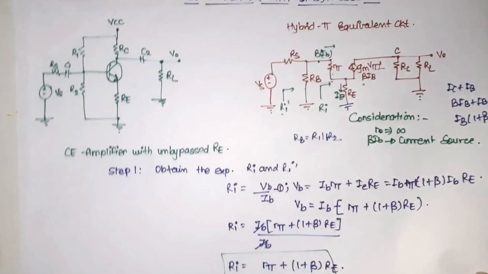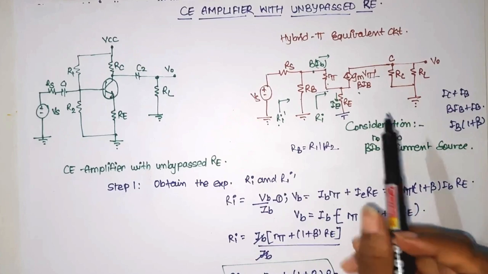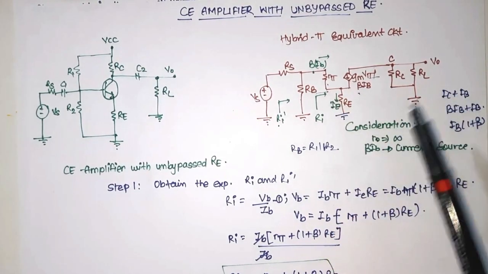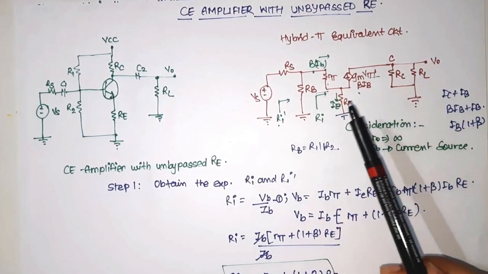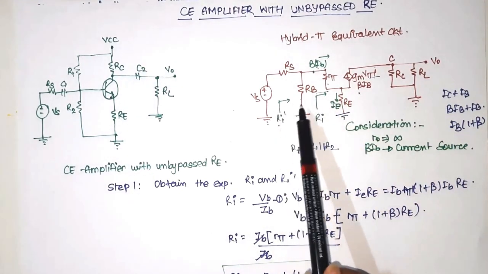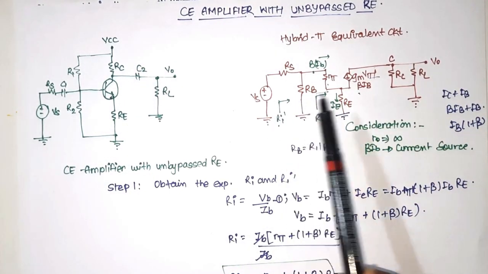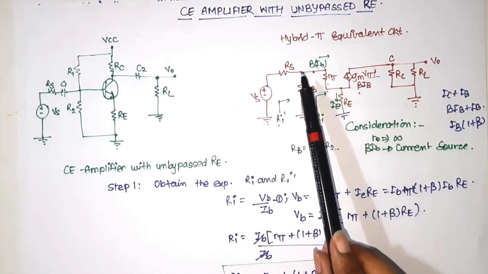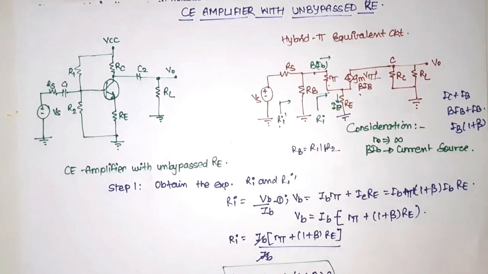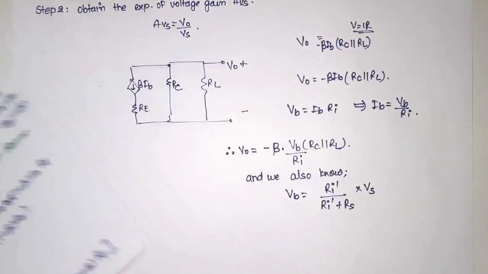So see over here, this is the circuit that we had. So VB, that is the voltage across here, is equal to Ri dash, as you can see this is the Ri dash terminal, so Ri dash upon Ri dash plus Rs into the source voltage, that is Vs. Okay, so this was about VB.